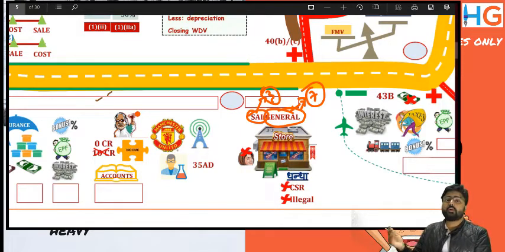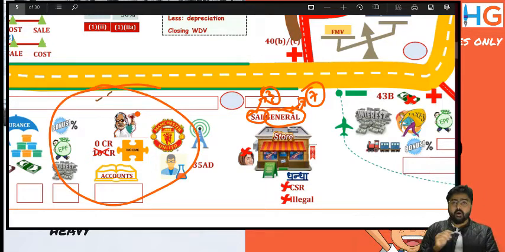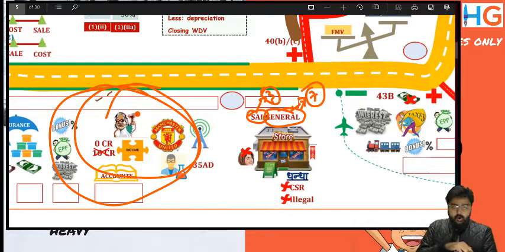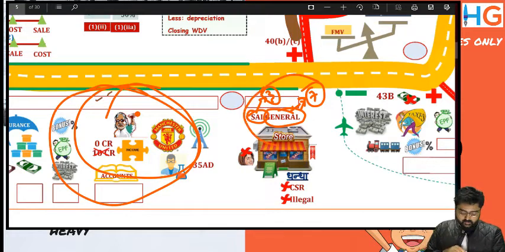It is a general store. Why? Because it is a general section. These are specific expenses, and this is a general section. Okay, Psi general store.